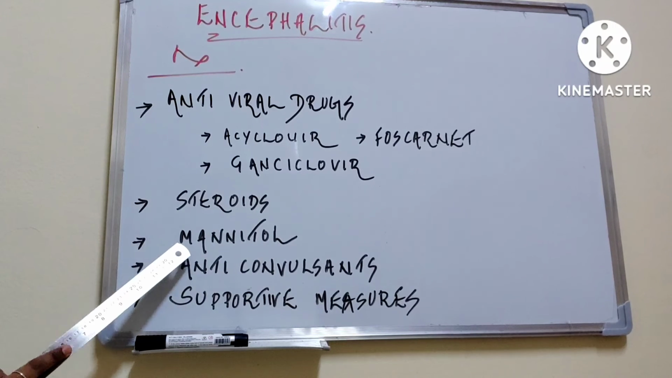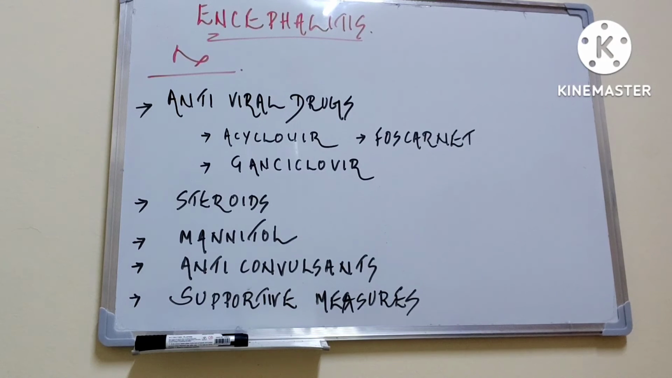The third one is mannitol. Mannitol is an osmotic diuretic. It is used to reduce cerebral edema. So if the patient develops a complication of cerebral edema out of encephalitis, what can we give? The patient can be given mannitol.